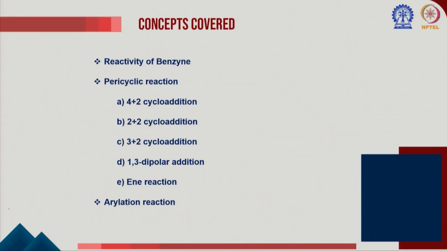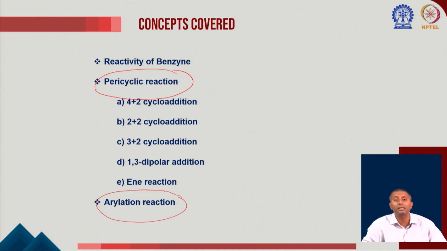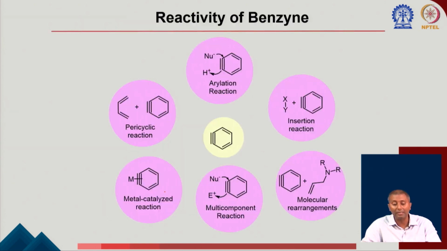So I'm going to show you the different types of pericyclic reactions. That will be the major type of reaction you are going to see using benzyne. And then there are some arylation reactions. I think I already talked about some of these when I was starting with benzyne: phenyl lithium, which is used for the formation of benzyne, can at the same time act as a nucleophile. So let's start first with the pericyclic reactions.